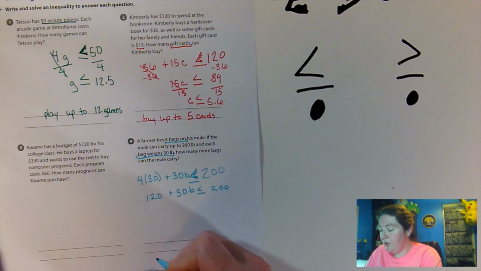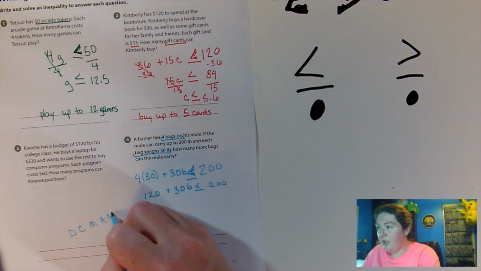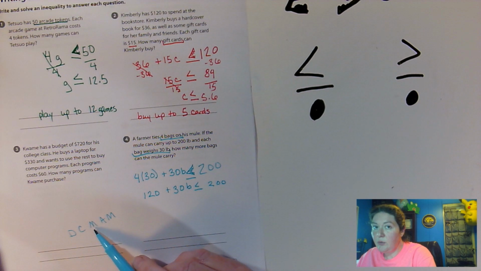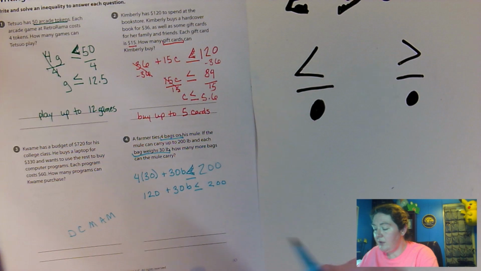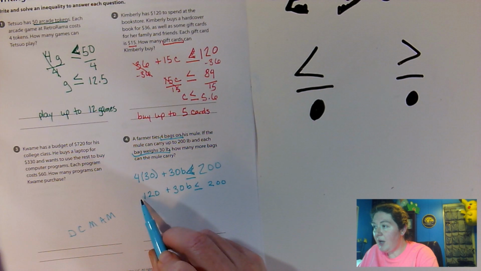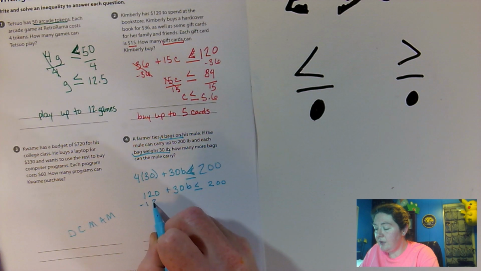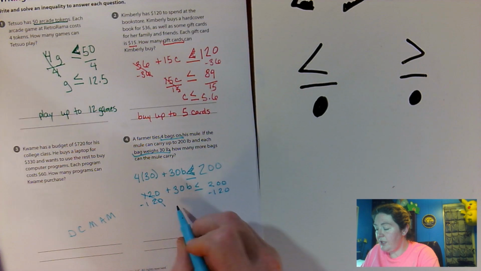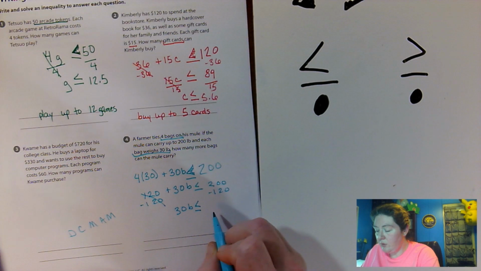So I'm going to use my funky saying, don't call me after midnight. Do I have anything to distribute? No. Do I have anything to combine? No. Do I have anything to move? No. Do I have any addition and subtraction happening on the side with the variable? Yes. I have 120. Positive 120. How do I get rid of a positive 120? Negative 120. What I do to one side, I do to the other. 120 cancels. I'm left with 30b is less than or equal to 80.